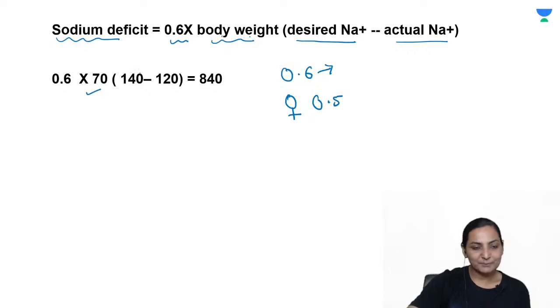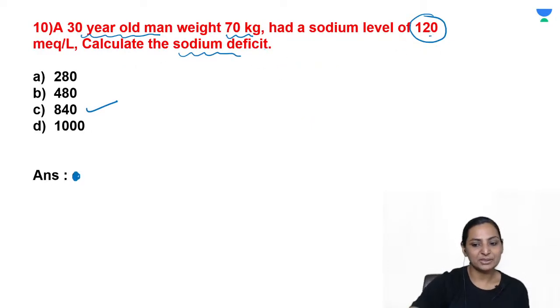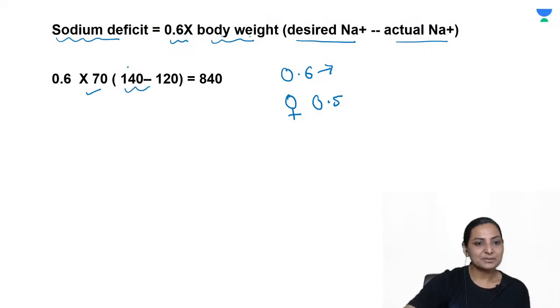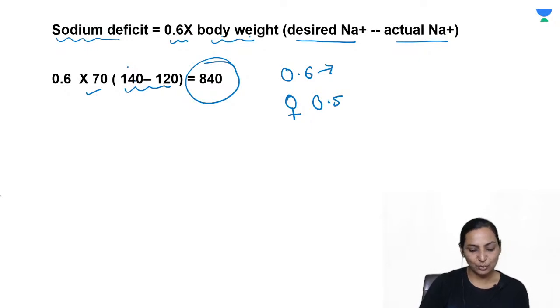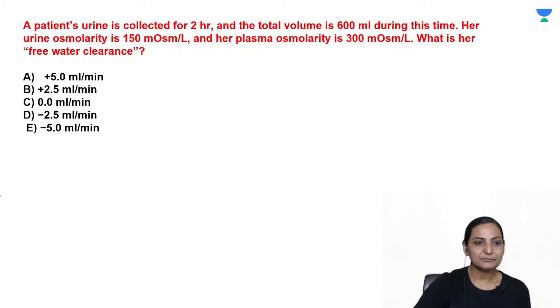Into body weight, which was given 70. The desired sodium should be 140, right? The plasma sodium concentration in the ECF is 140. The actual sodium, that means the sodium which was given to us over here, is 120. So this becomes 140 minus 120, that is 20, and therefore the answer comes as 840. This similar question was in last year's NEET PG examination also. Now, a patient's urine is collected for 2 hours.